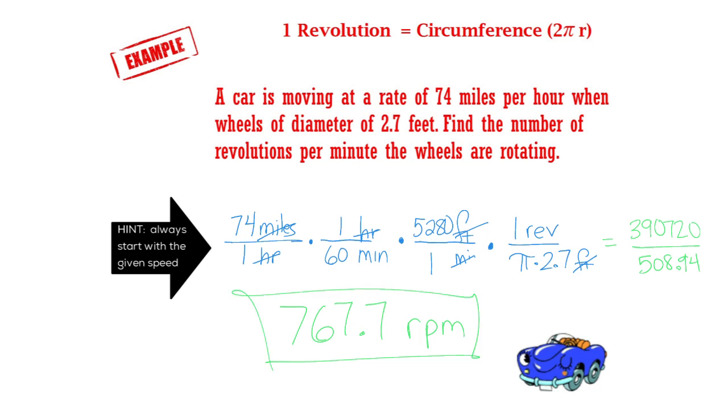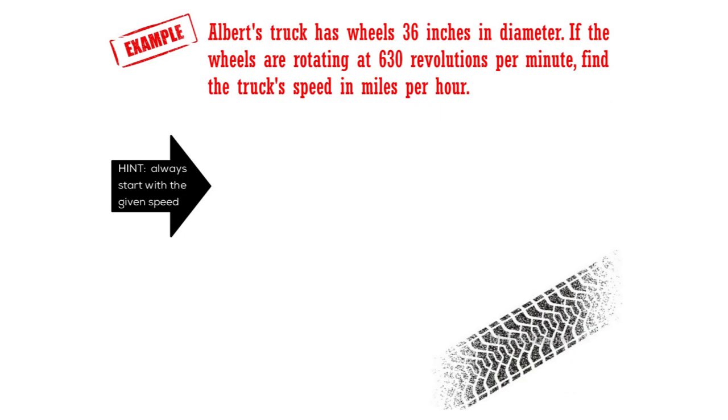All right, now let's try the other direction. In this one, they give you that Albert's truck tires, we've got a diameter. Here we go. It's given that the 630 revolutions per minute are how fast the tires are spinning, and we are looking for the speed of the truck in miles per hour. Always start with the speed they give you, regardless of what type it is. So in this case, it's 630 revolutions per 1 minute.